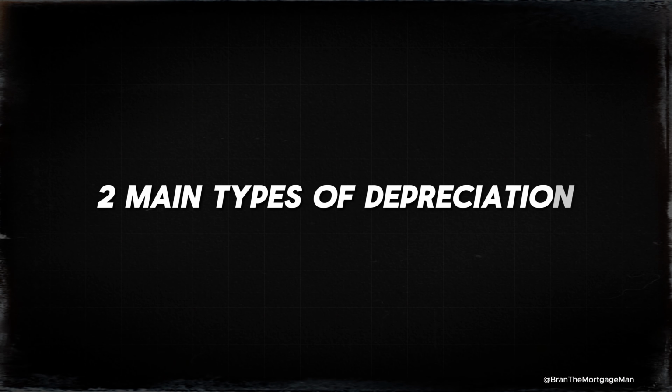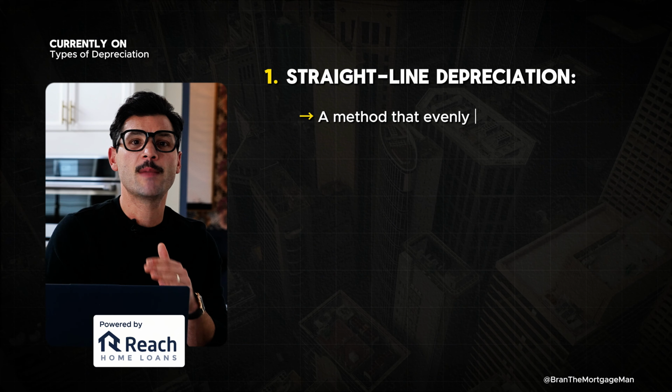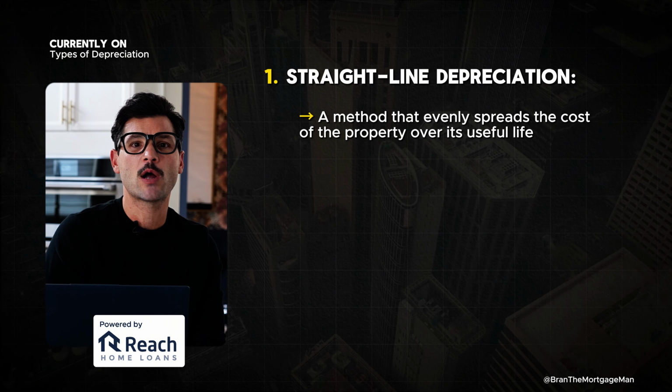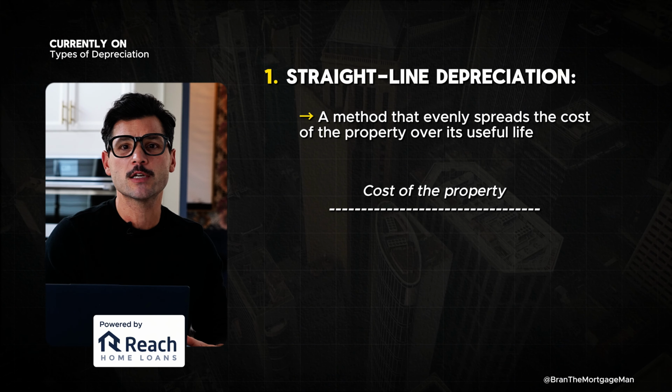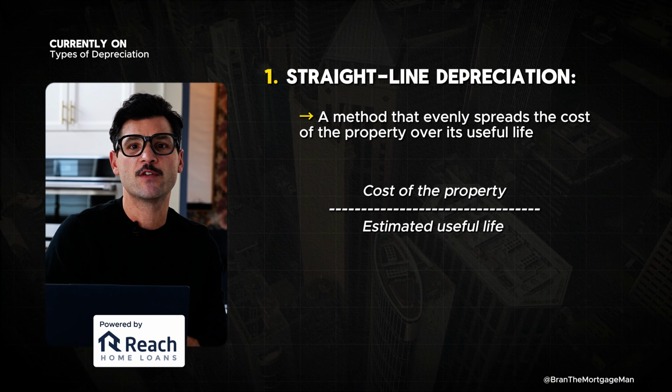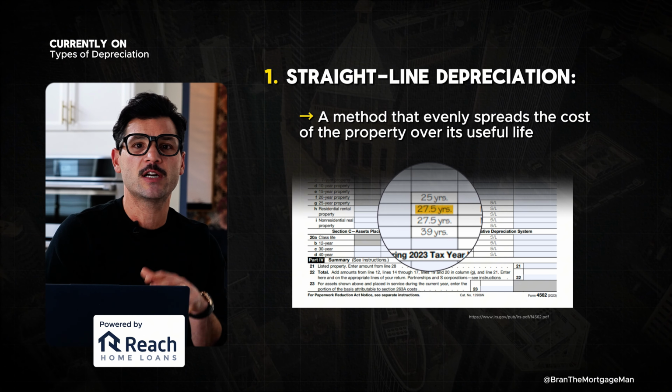There are two main types of depreciation. There's straight line depreciation, which is the method that evenly spreads the cost of the property over its useful life. It's calculated by dividing the property's cost by its estimated useful life. And for residential real estate, the IRS considers that useful life to be 27 and a half years.